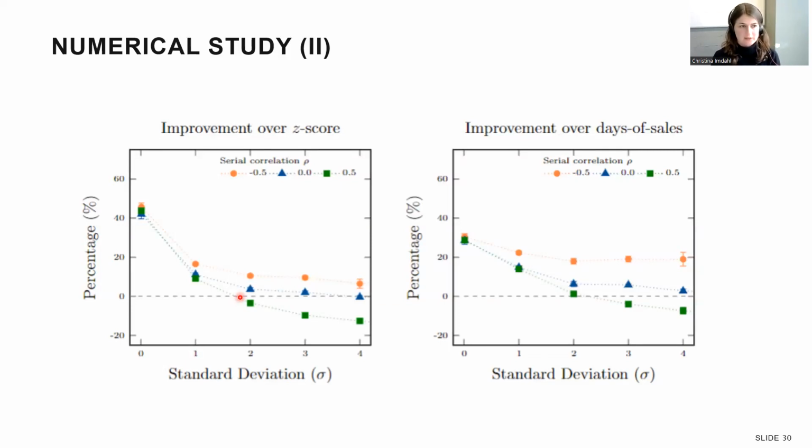This also makes sense because the benefit that we have of looking ahead and shifting and advancing units from future periods is more pronounced when we actually can advance units. So if you have positive correlation, basically the likelihood that you have multiple high demands one after another and multiple low demands one after another is increasing, and then you can advance fewer orders to the current period. And we see similar effects, but less strong, in the days of sales policy.